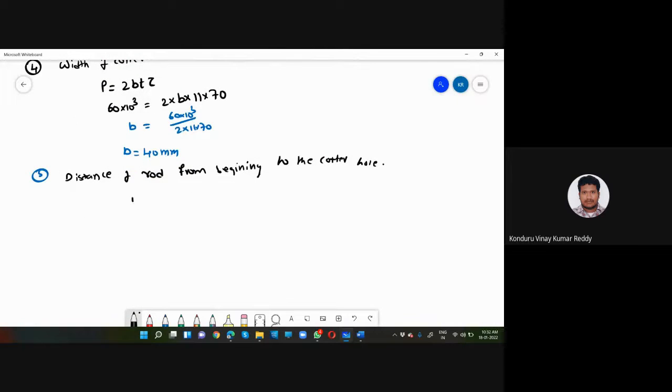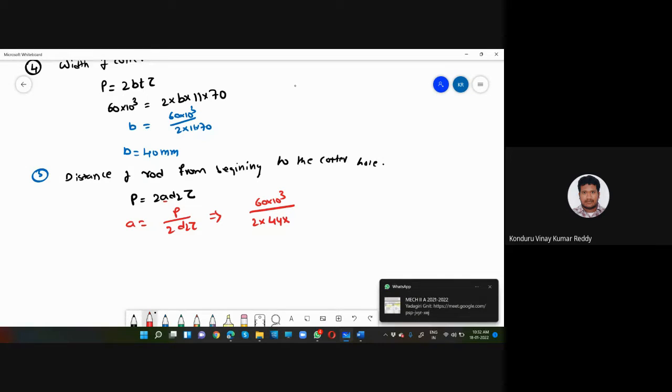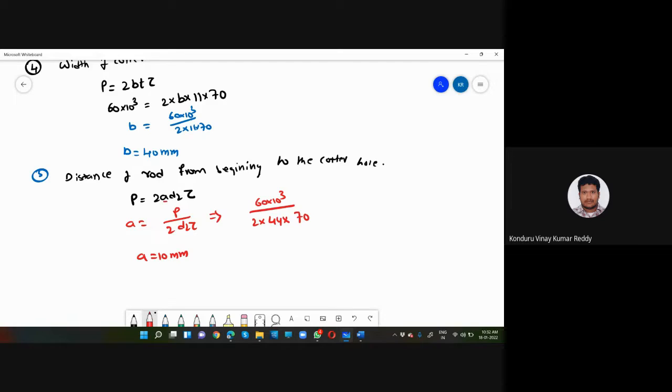That is P is equal to 2A D2 into shear stress. Now we have to find the A value, thereby A is equal to P by 2 D2 into shear stress. We know D2, we know P, and we know the shear stress. That is 60 into 10 to the power of 3 by 2 into the D2 value, which is 44, into shear stress. Shear stress is 70. Just follow this, you will get A is equal to 10 millimeters.